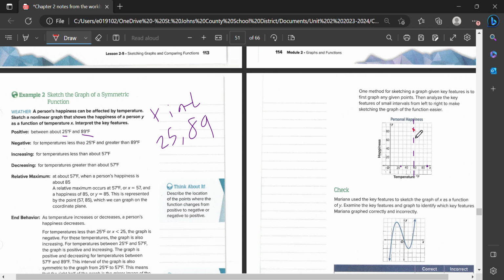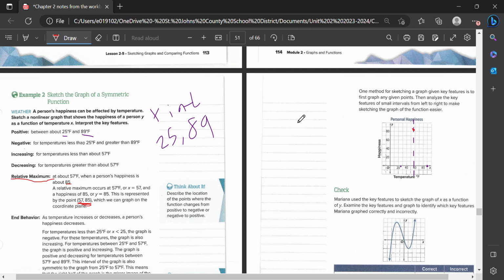Okay, so it's somewhere in that range because it says right here relative maximum, so that's our highest point. It's going to be about 85, the happiness, and happiness is our Y, so it goes up to 85. And it gives us this point right here, 57, 85. So we get 57, 85 is up here.